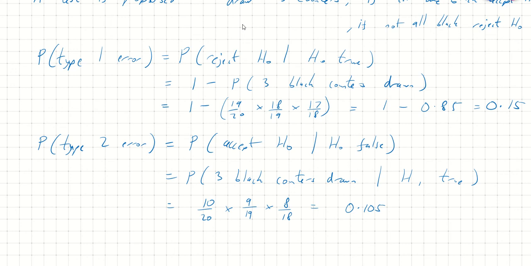In general, it's hard to reduce both of those errors without doing lots of tests. There's often a trade-off between type 1 errors and type 2 errors. If you have a low probability of a type 1 error, it might lead to a high probability of a type 2 error, and vice versa.